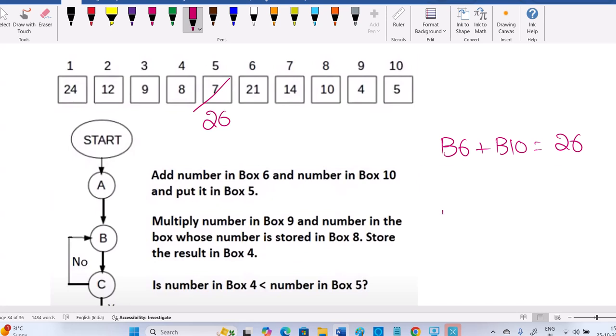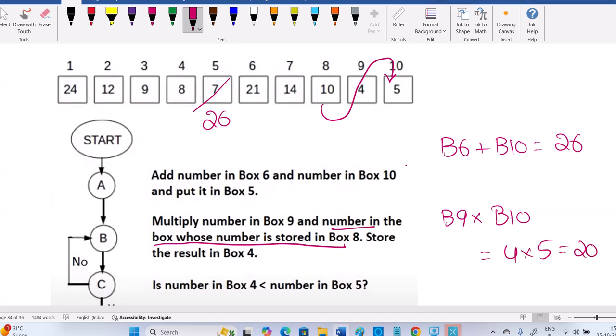Next, multiply the number in box 9 with, listen, the number in the box whose number is stored in box 8. What is stored in box 8? You have to go for box 10, the number in that, 5. In fact, we have to multiply box 9 and box 10. The number in box 9 is 4, the number in box 10 is 5. 20, this is to be updated in box 4.